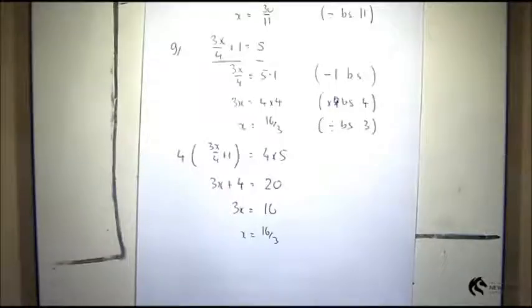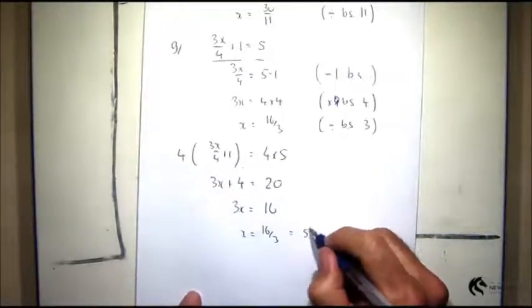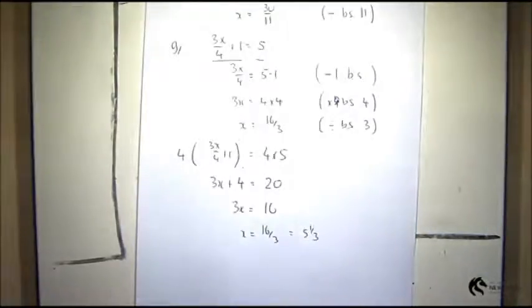If we change the 16 over 3 to 5 and 1/3, would that still be correct if we had put that in there? They're exactly the same number. If I don't accept that, then I should be shot. Okay?